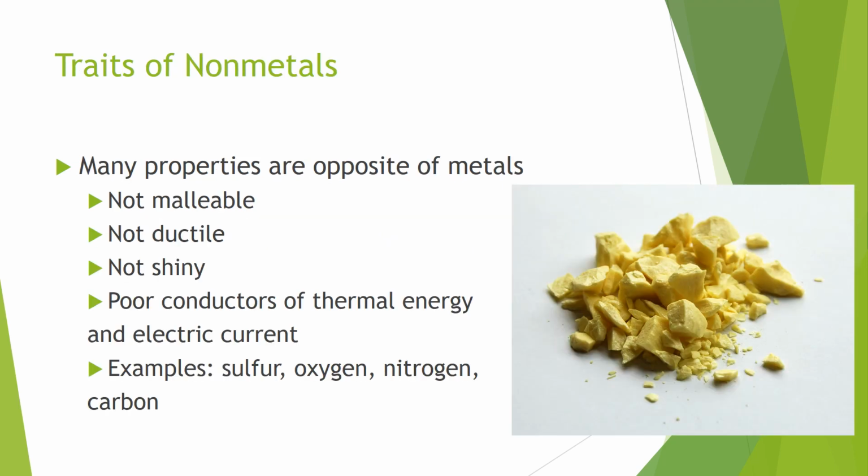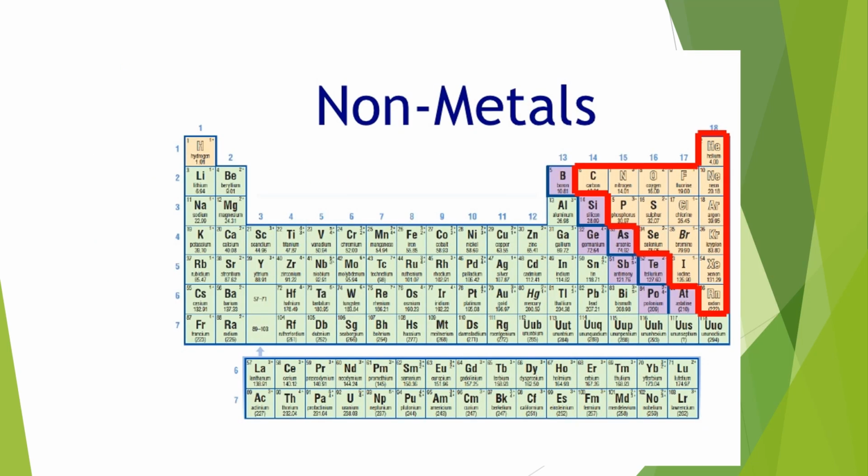So hopefully, again, review, we have traits of our nonmetals, opposite of our metals: it's not malleable, it's not ductile, which means that it's brittle. It's not shiny, it can't conduct heat and electricity very well. So we have sulfur, oxygen, nitrogen, carbon, helium, hydrogen. I guess we have several examples there. In our picture there, we've got some sulfur, but we've definitely looked at a few of those in class. And again, there's our zigzag line drawn in blue, and everything highlighted in red is our nonmetals. So that is the group of nonmetals that we have.